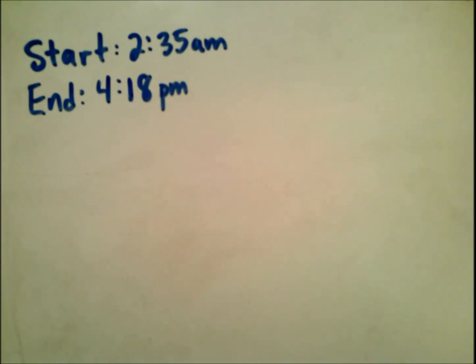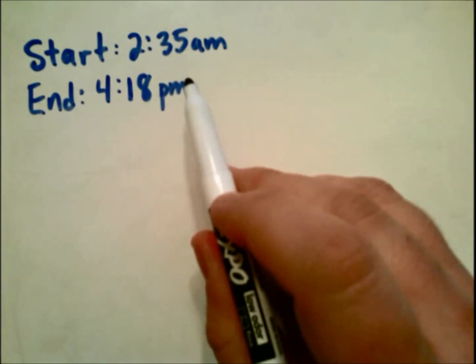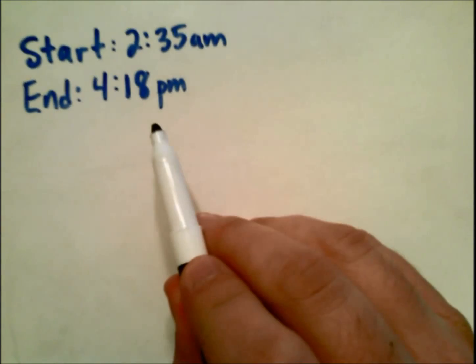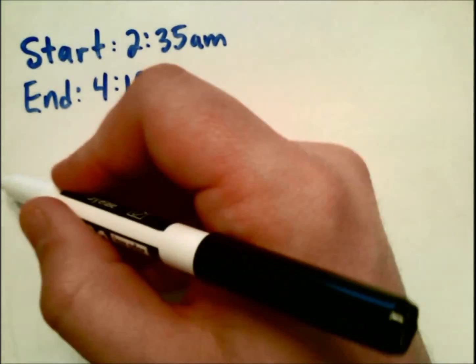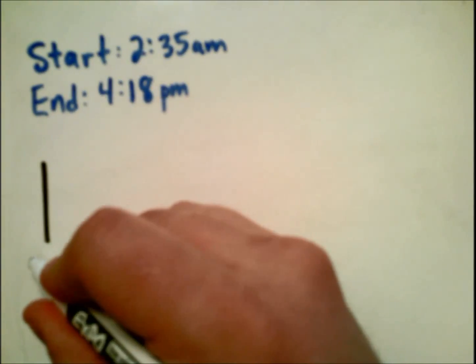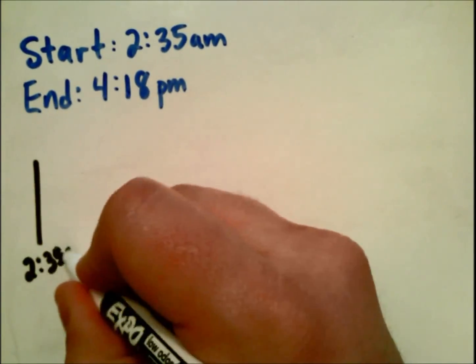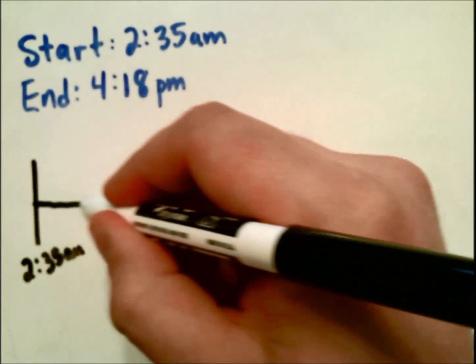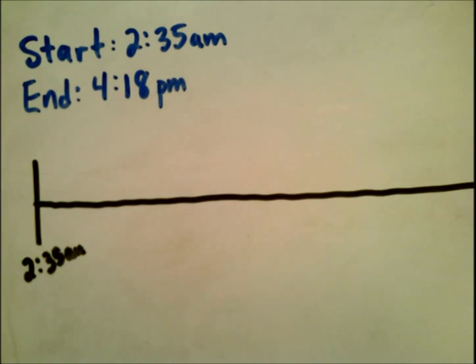All right, so here is the problem we have: the 2:35 a.m. start time ending at 4:18 p.m. I want to start a number line right here. This is going to be my start time of 2:35 a.m. And I am just going to take my time all the way off the screen.